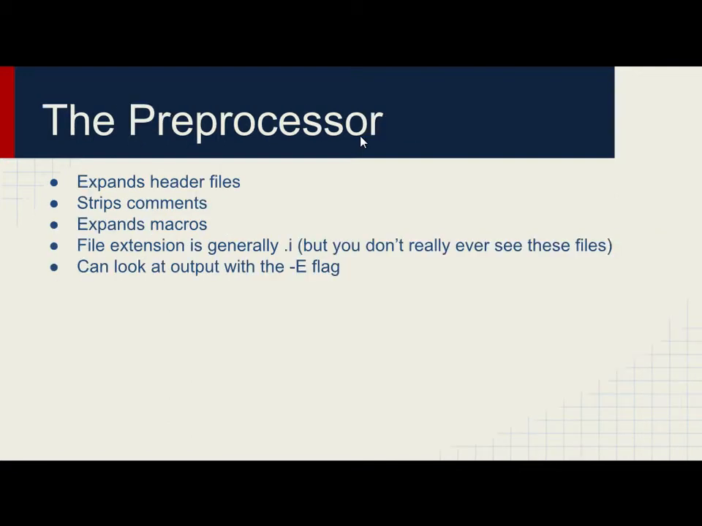Okay, so let's start with the first step, pre-processing. What does it do? It expands the header file. So if I include stdio.h, it expands all of the definitions inside of it, like printf. It strips out all your comments. It expands all macros, which are anything that you use with pound define. And the file extension is generally .i. You don't really ever see these files, but they do exist. And then we can look at the output of this with the -E flag on GCC.